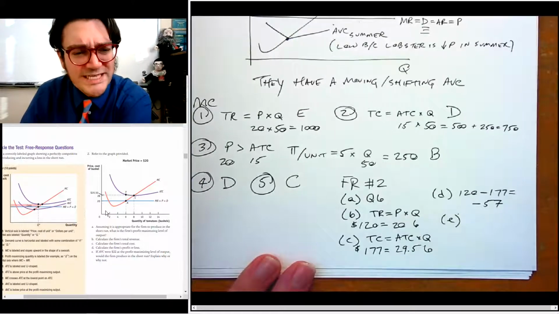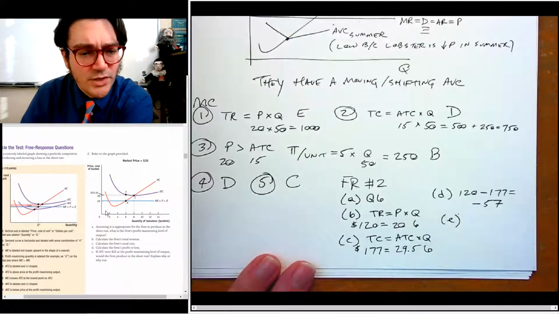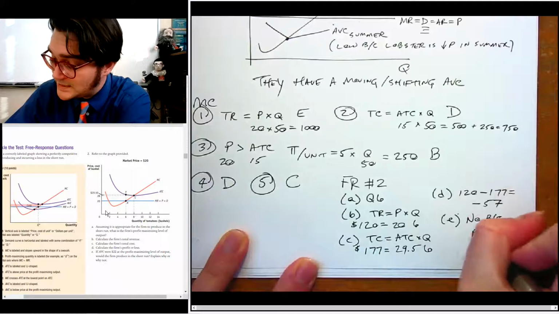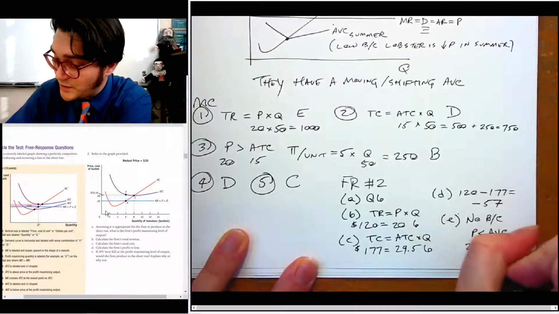If AVC were 22, should they produce in the short run? No, because price is 20. So no, because price is less than the AVC. 20 is less than 22.